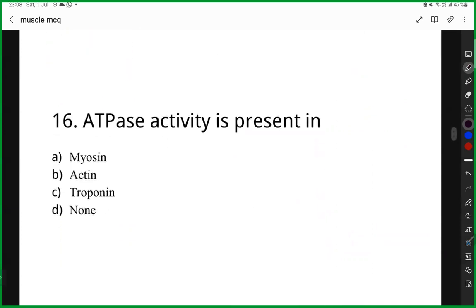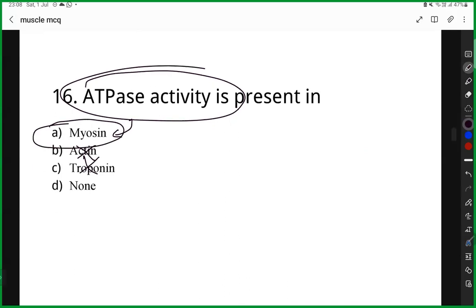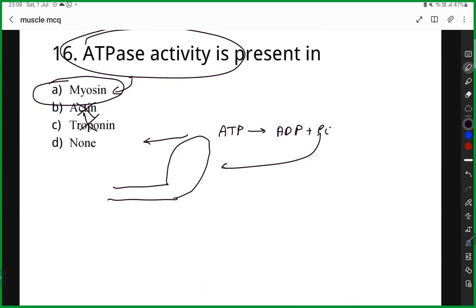Next one, ATPase activity is present in. ATPase activity is going to be in the myosin head, which contains the actin binding site, and it is the catalytic site that hydrolyzes the ATP to ADP and phosphate. So this ATPase is going to act on the myosin. It is not going to act on the actin. It is not going to act on the troponin. It is going to act on the myosin. So this is going to be your head. In the head, ATP hydrolyzes to ADP and phosphate. This phosphate is the one that pushes the head of your myosin back, and that is going to cause contraction.